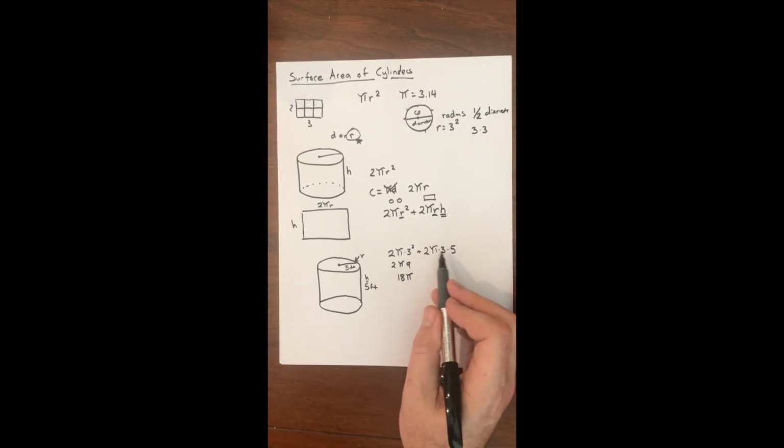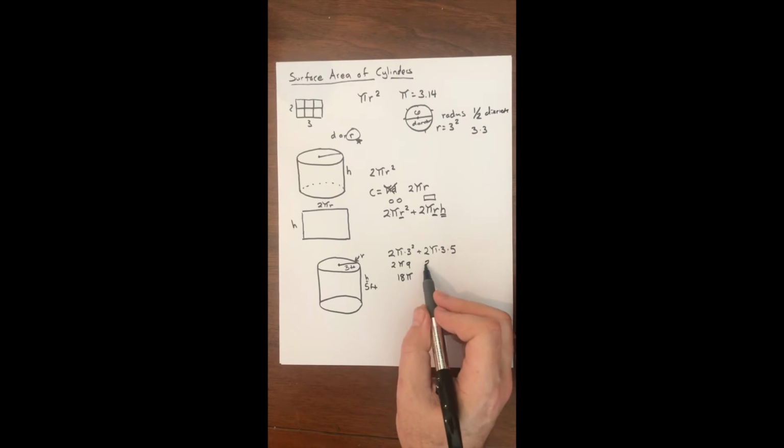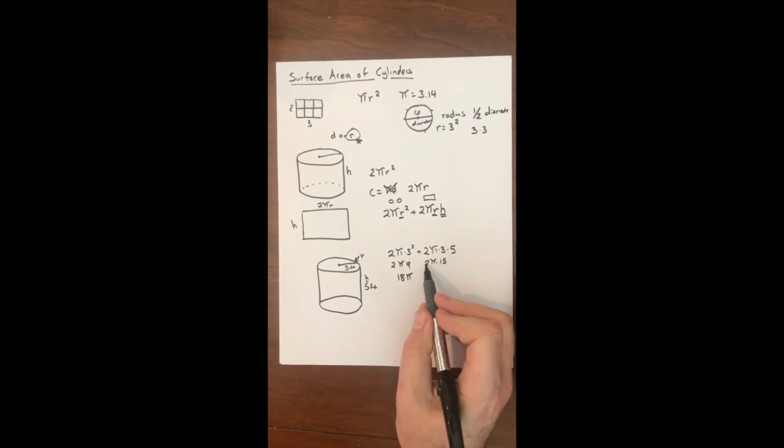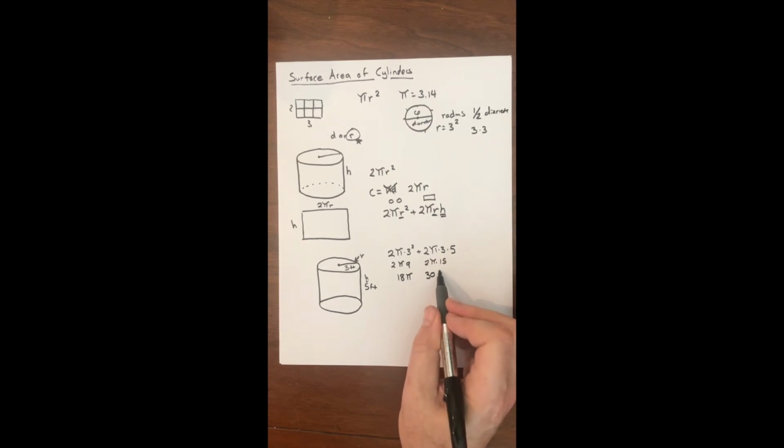And you can do it all in one step if you want. You could do 2 times 3 times 5. That's 6 times 5 is 30. I'm going to do it in 2 steps. 3 times 5 is 15, and 2 times 15 is 30. That leaves me with 30 pi.